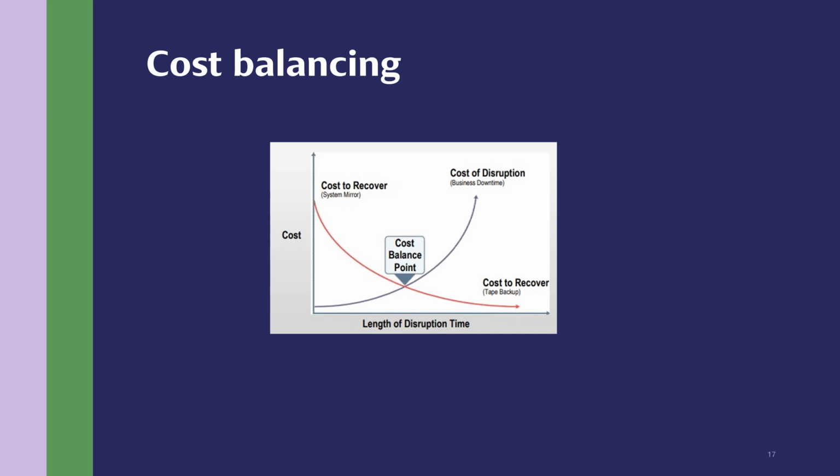And as you go along this x-axis, you can see the length of disruption time is now very high. So the cost of disruption is high, and the cost to recover is very less in that case. As the length increases, cost reduces, and if the length decreases, cost increases. So we need to find a cost balancing point, which should be ideal for any organization.